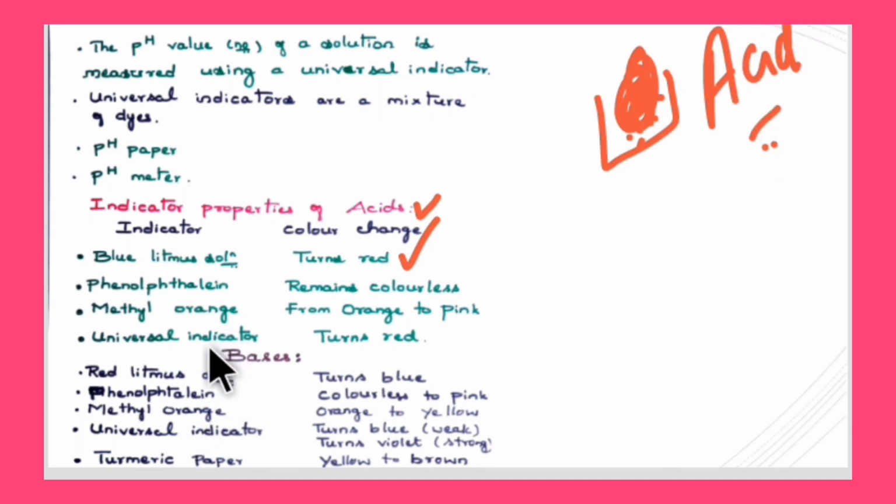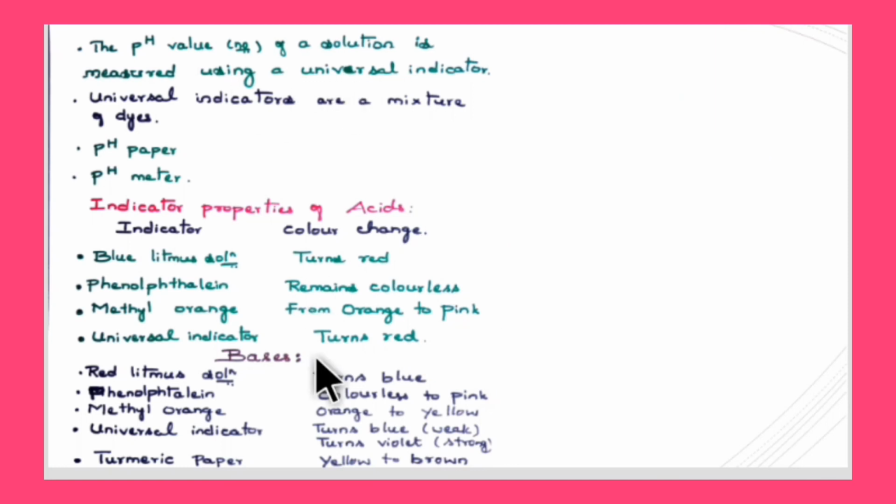If it is phenolphthalein solution, that remains colorless. If phenolphthalein is mixed into the solution and it remains colorless, it indicates that it is an acid. For methyl orange, in case of acids it changes from orange to pink. For universal indicator, it turns red. In case of blue litmus and universal indicator, if the color turns red, then you can say that acid is present.